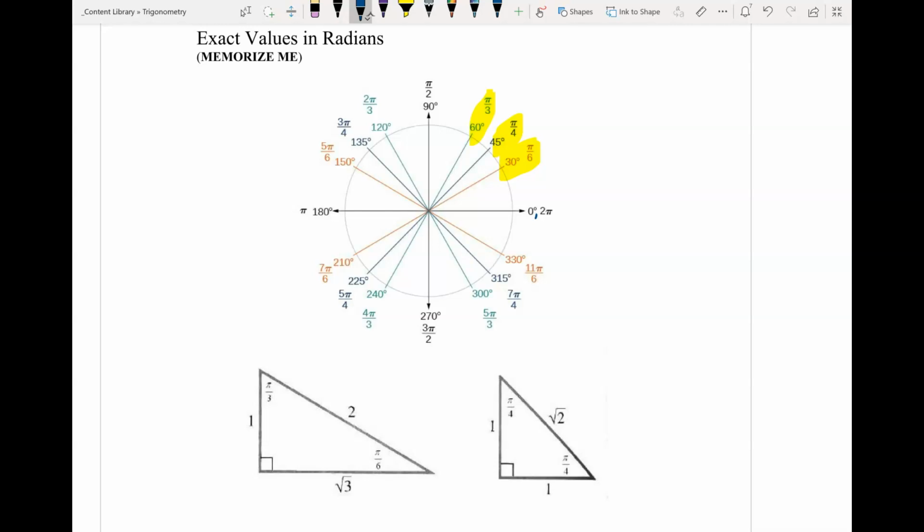In quadrant 3, we have a numerator that's 1 more than the denominator, so we have 7 pi over 6 and 5 pi over 4. That's one way to remember the angles in quadrant 3. And then in quadrant 4, I like to think the denominator times 2 minus 1. If you're still into remembering in some sort of way, you can obtain the numerator that way. So it's like 6 times 2 minus 1, which is 11, and that's how we remember 11 pi over 6.